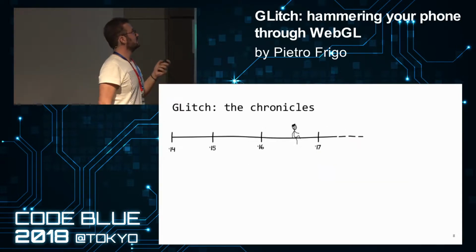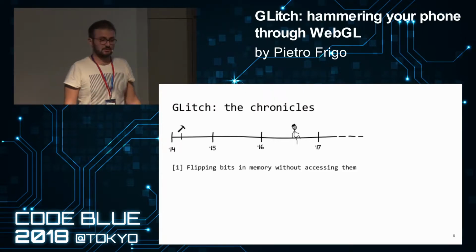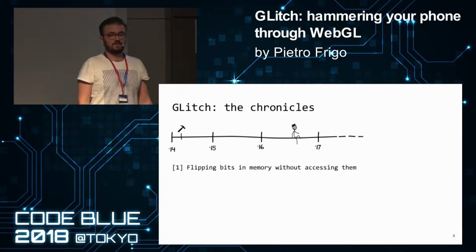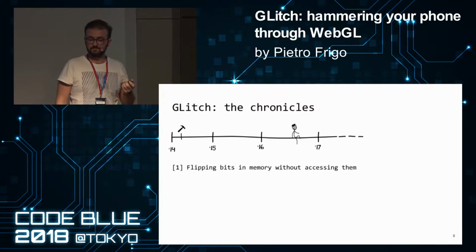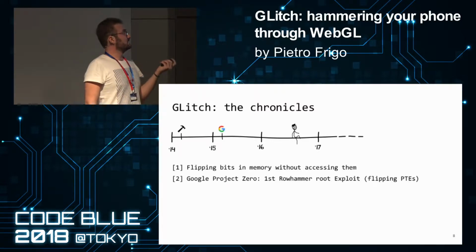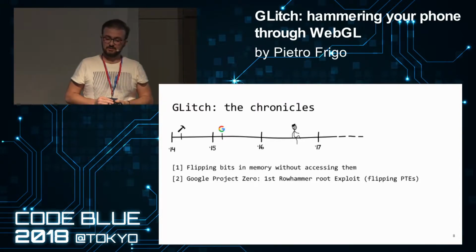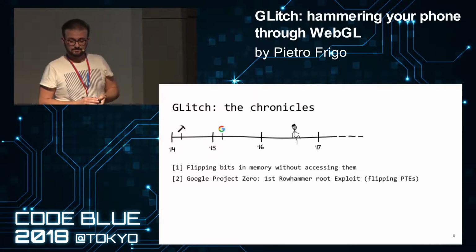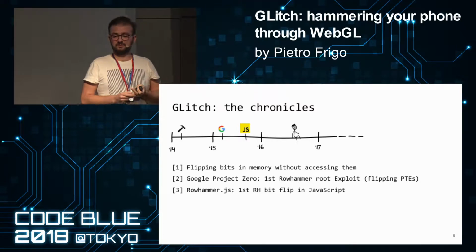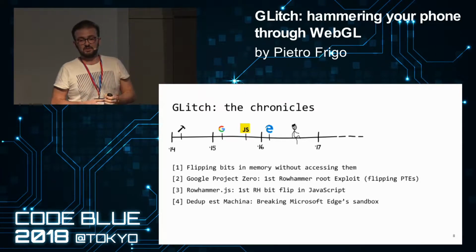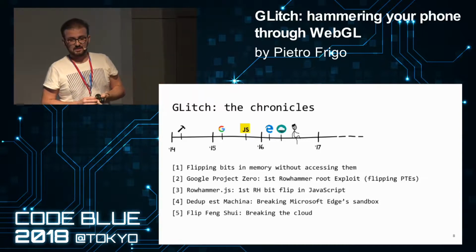So back to the timeline, I started studying the history of this bug, and it turns out it was quite recent. The first proof was in 2014. They showed that it was possible to flip bits in memory without accessing them. Then just 1 year later, Google Project Zero thought, okay, you can actually exploit this. It's not just a reliability issue. We can actually build a root exploit with this. And the same year, people showed that it was possible to trigger these bit flips from JavaScript. At the same time, in our group, some people were also working on that and on breaking the cloud, so compromising virtual machines in the cloud.